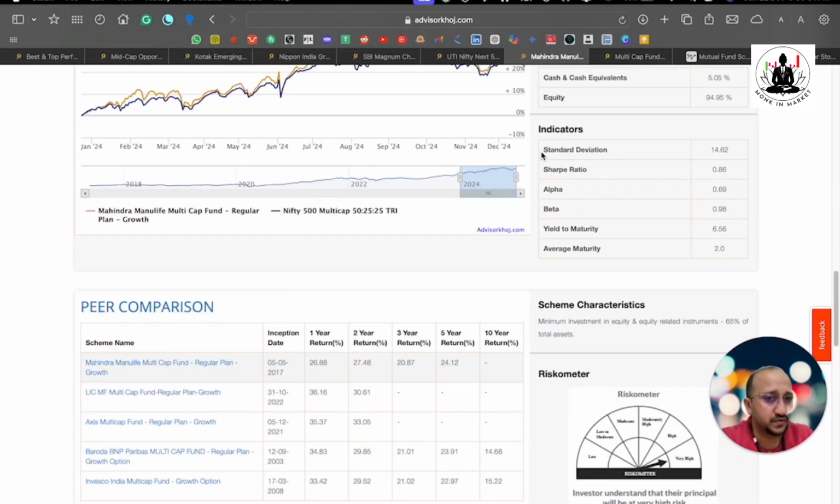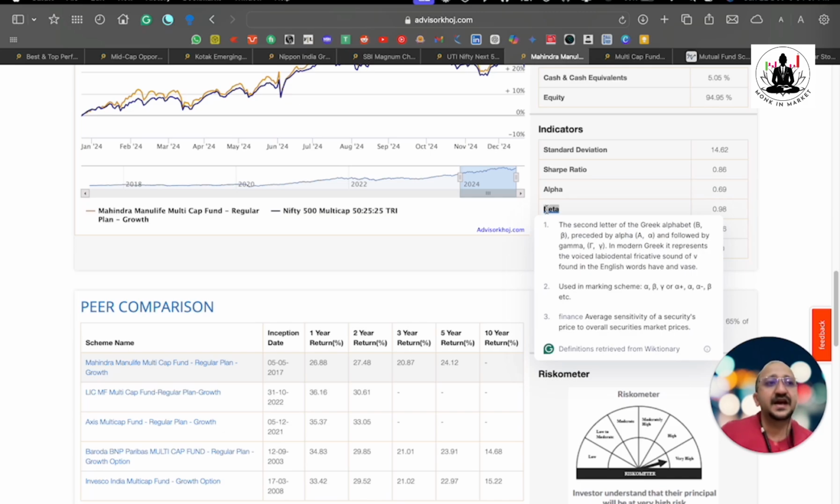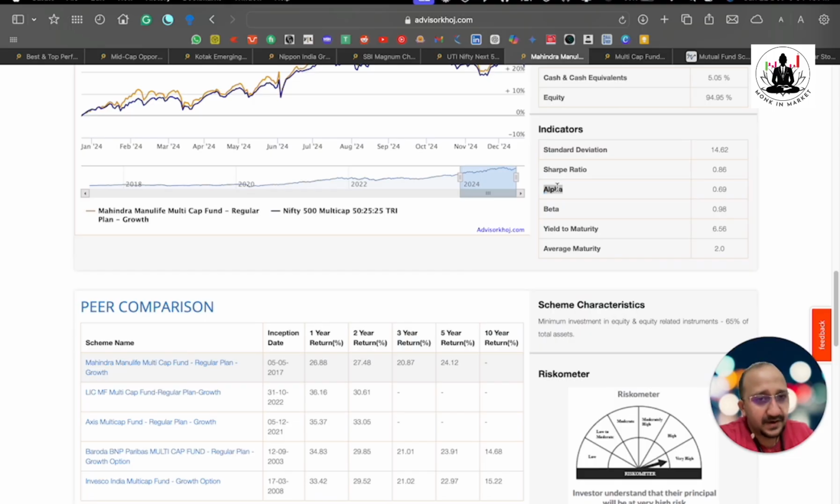Now guys, there are a few ratios over here. Let's see what these ratios mean. You should know these ratios as well. First of all, beta. Beta means what kind of fluctuations the market can have. It's a Greek letter, right? Then alpha. Alpha means what extra returns you will be getting. Then Sharpe ratio and standard deviation. First I'll give you an outline of this. We are not going into the formulas. I'm just going to give you the English meaning of these terms so that you understand them better.